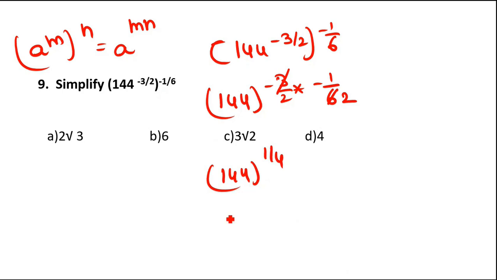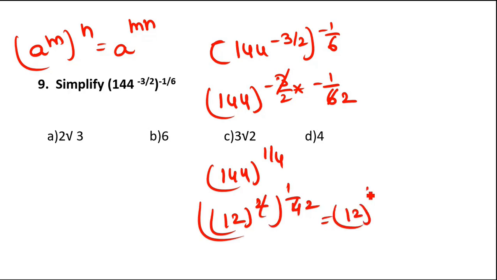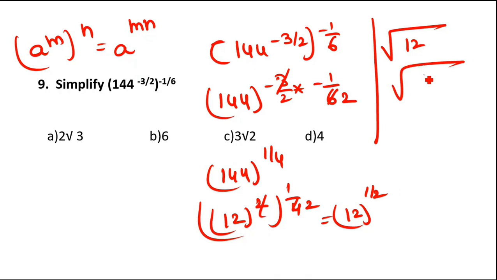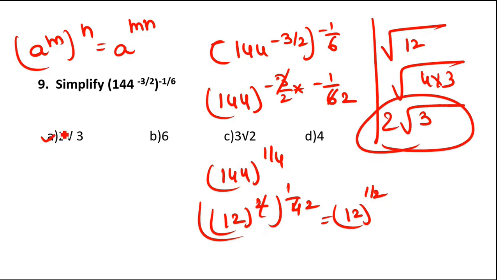So 144 you can write as 12 square. 12 square whole power 1 by 4, 2 ones and 2 twos, that is nothing but 12 power 1 by 2. 12 power 1 by 2 is nothing but under root 12. Under root 12 is under root 4 into 3, that is 2 root 3. Okay. 2 root 3, option A is your answer.